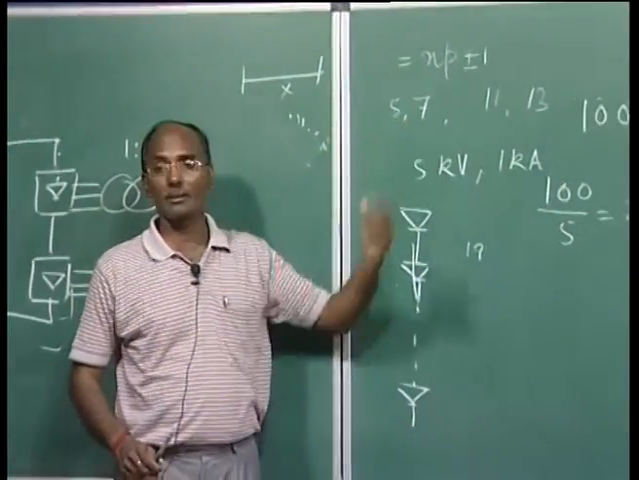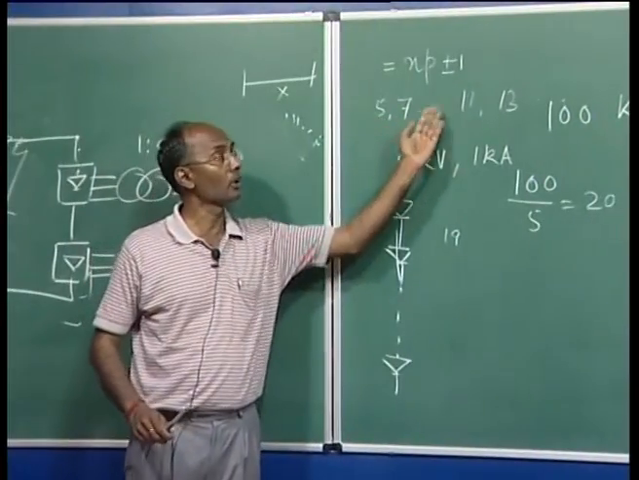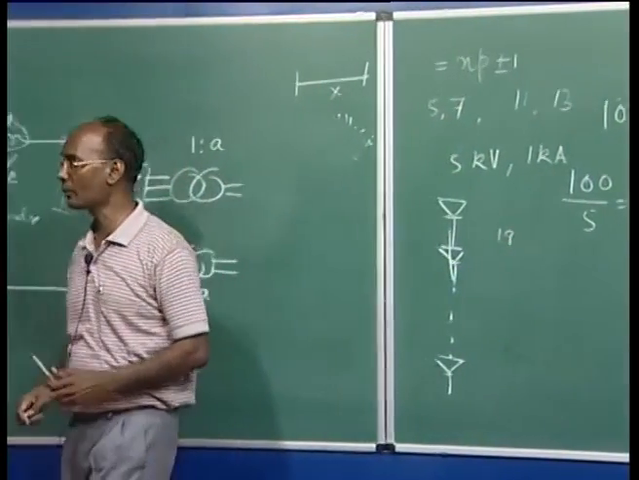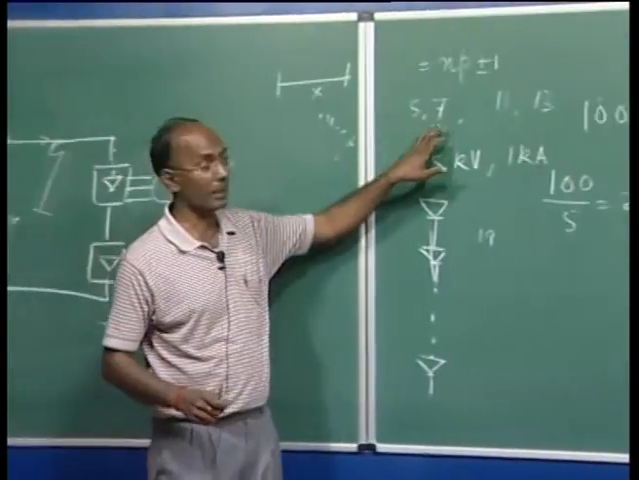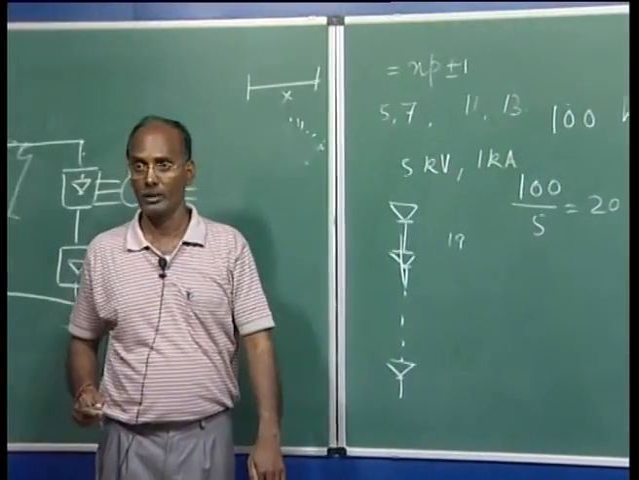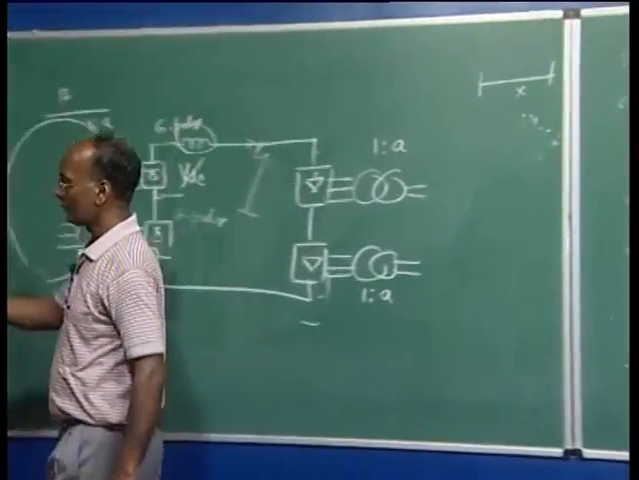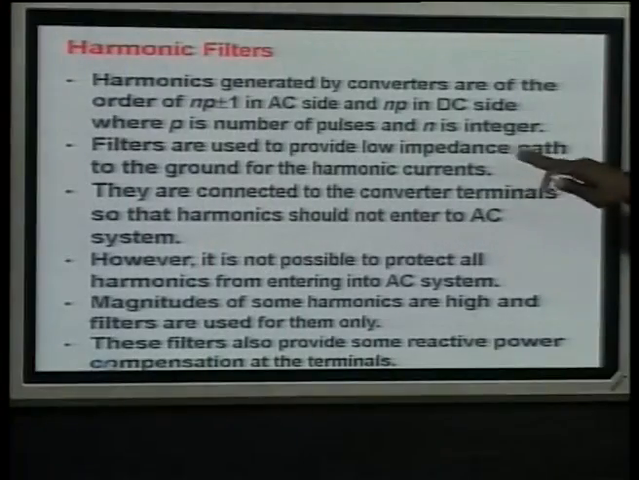The magnitude of the fifth and seventh harmonics will be comparatively higher than other harmonics, and then we have to provide the minimum impedance for these types of currents so that they are grounded. So harmonic filters basically provide a low impedance path to ground for the harmonics for which they are designed.